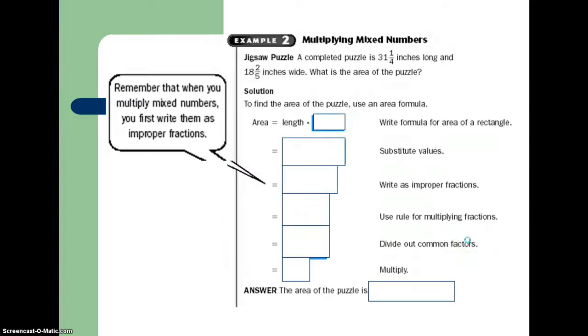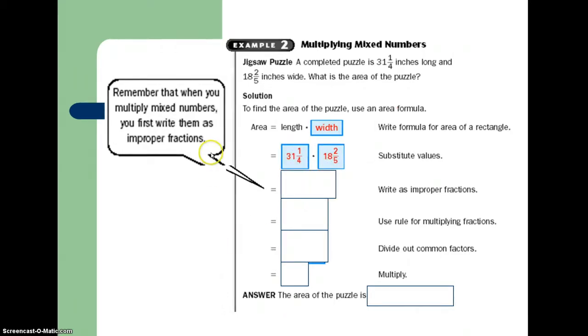In example 2, you're multiplying mixed numbers. A completed puzzle is 31 1/4 inches long and 18 2/5 inches wide. What is the area of the puzzle? Well, remember, area is length times width. So we are multiplying both mixed numbers together. When you multiply mixed numbers together, make sure that you are writing them as improper fractions. To refresh your memory, we take the denominator times the whole number plus the numerator. I call it around the world. So 31 times 4 plus 1 is 125. Keep the denominator 4. 18 times 5 plus 2 is 92 over the denominator 5.